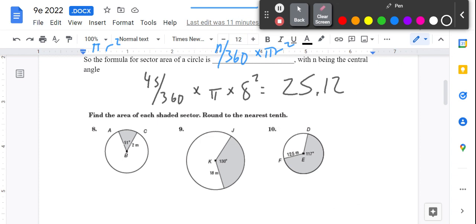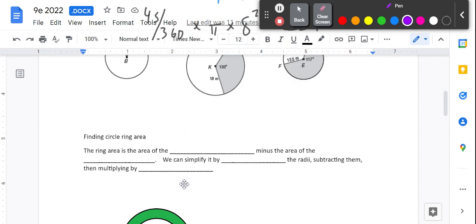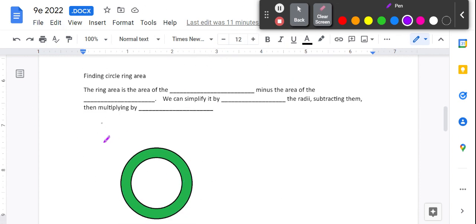Take a minute and try to find the area of these sectors here, here, and here. I'm going to go down to this bottom part, which is a little bit more confusing, and I'm going to try to make it nice and simple for you guys. Let's say we want to find the circle ring area. We have this green ring right here, and we want to find the area of that ring.